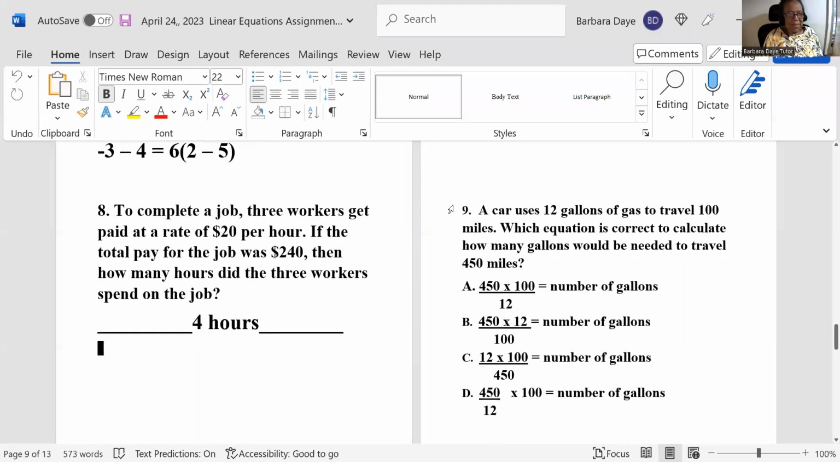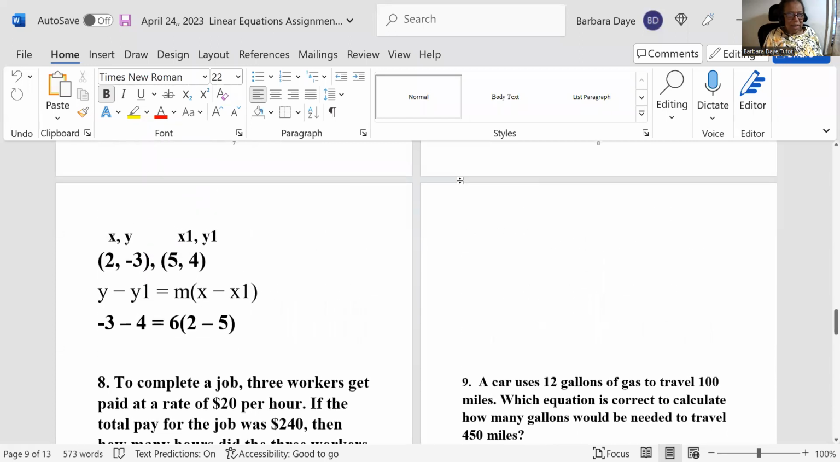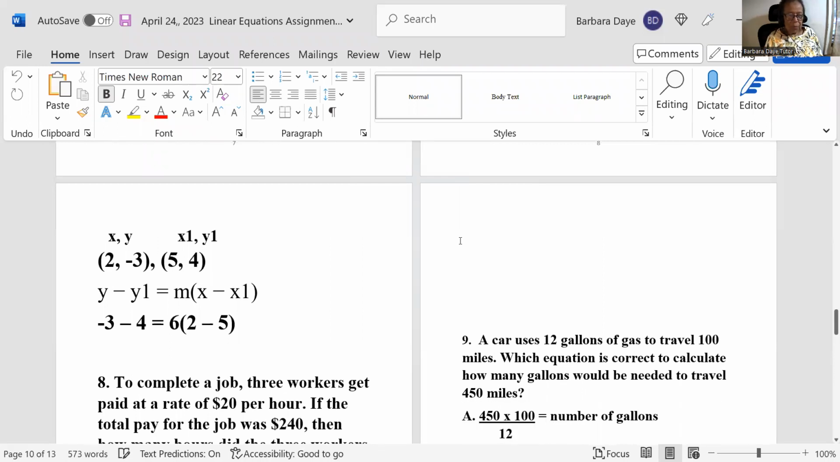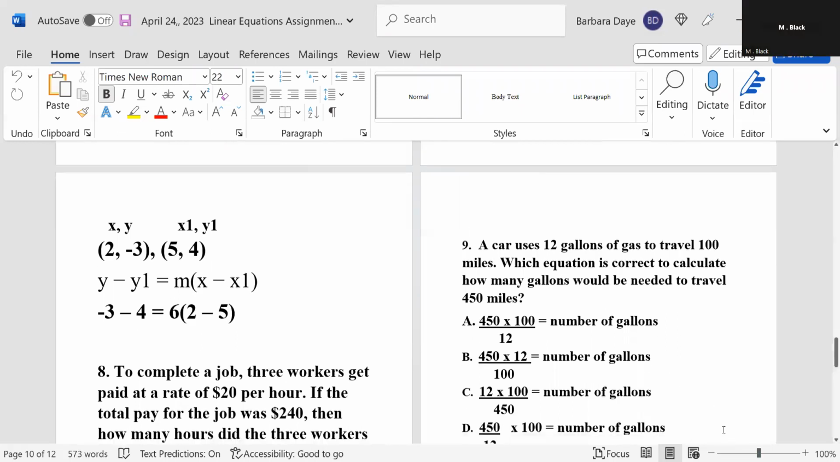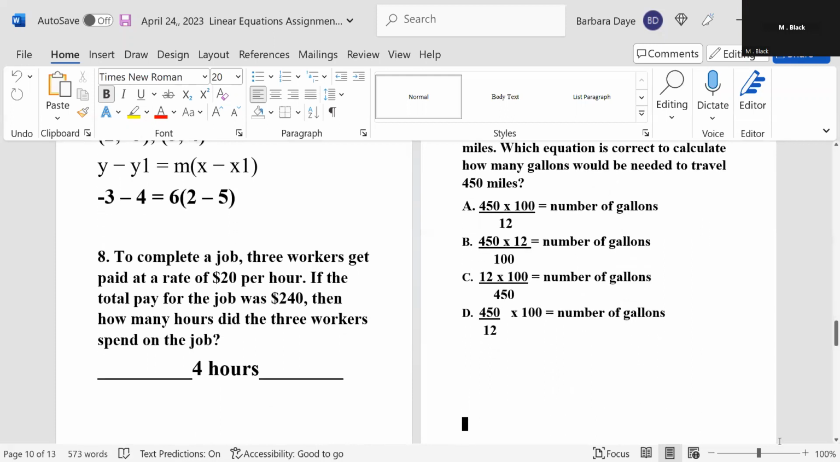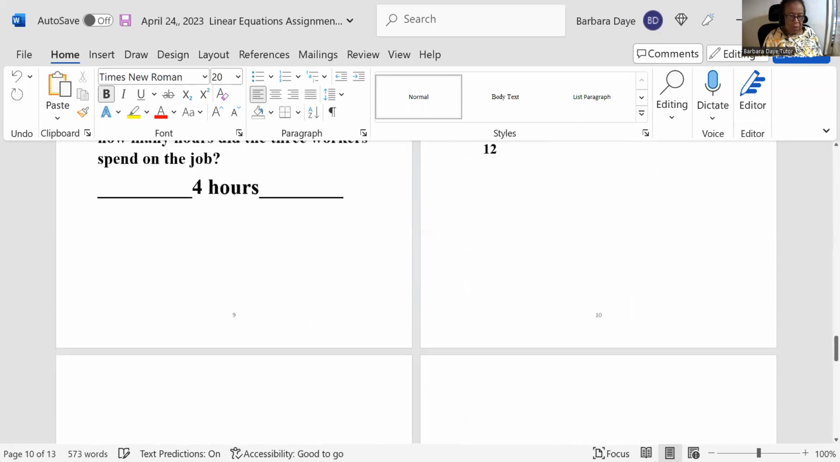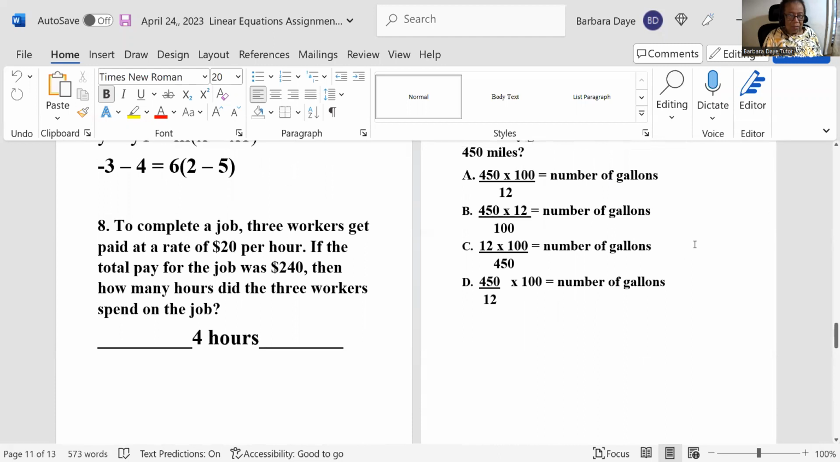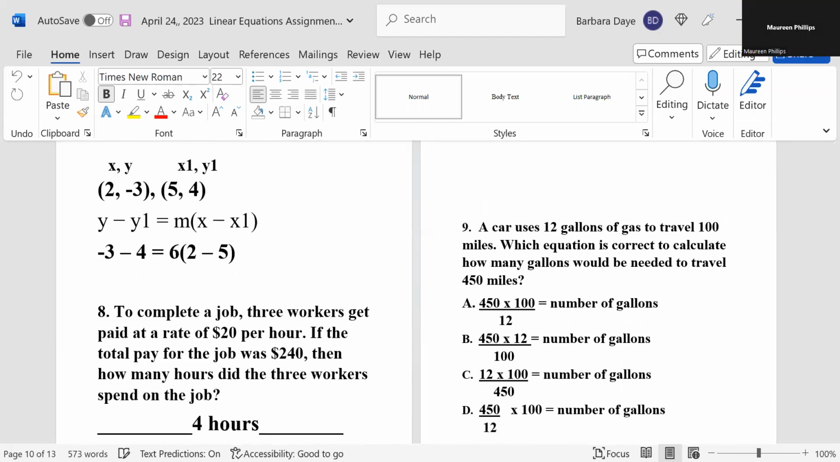Okay, number 9. Mercedes, you want to do number 9? Can you come down a little bit further, miss? Just pull down from your picture. Okay, here we go. Number 9. A little bit more, yeah.